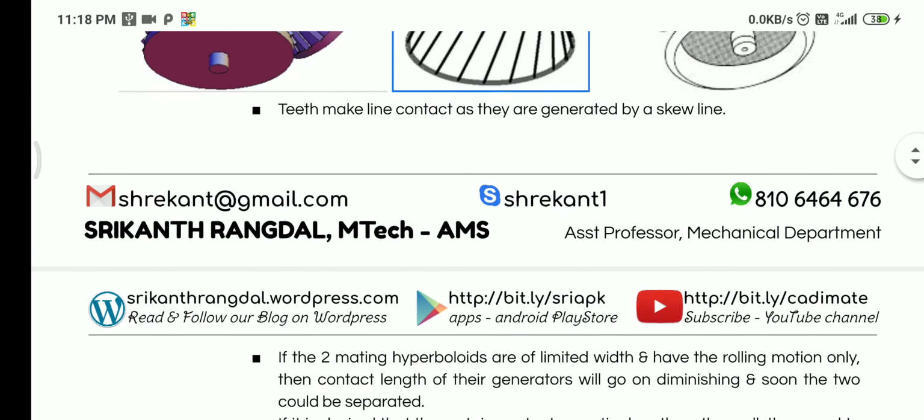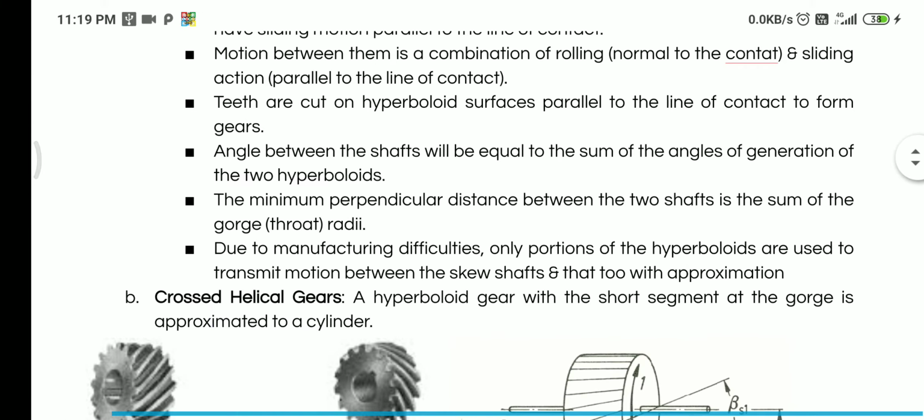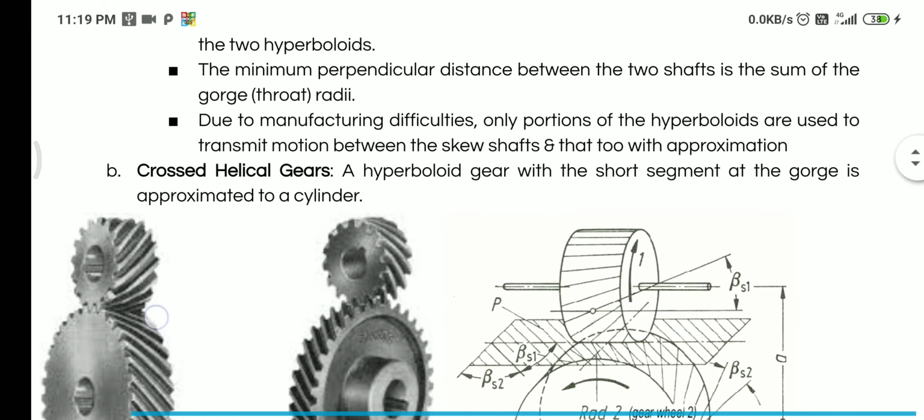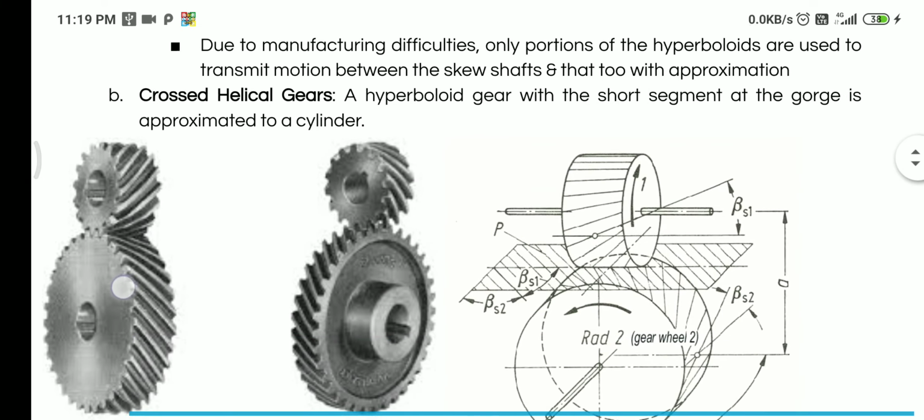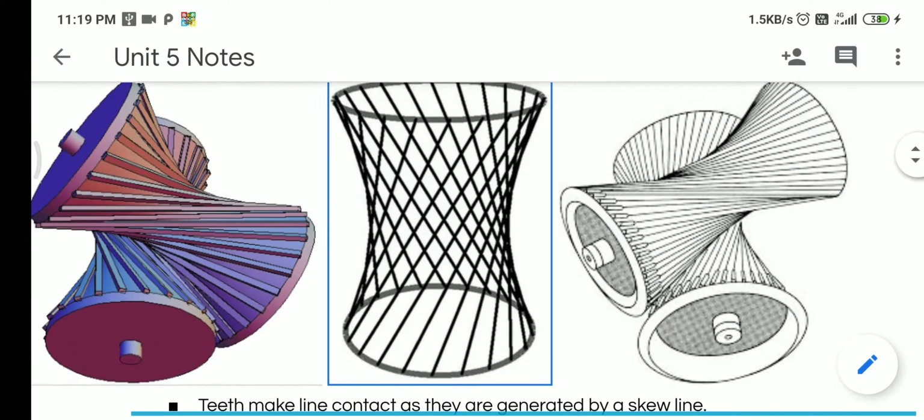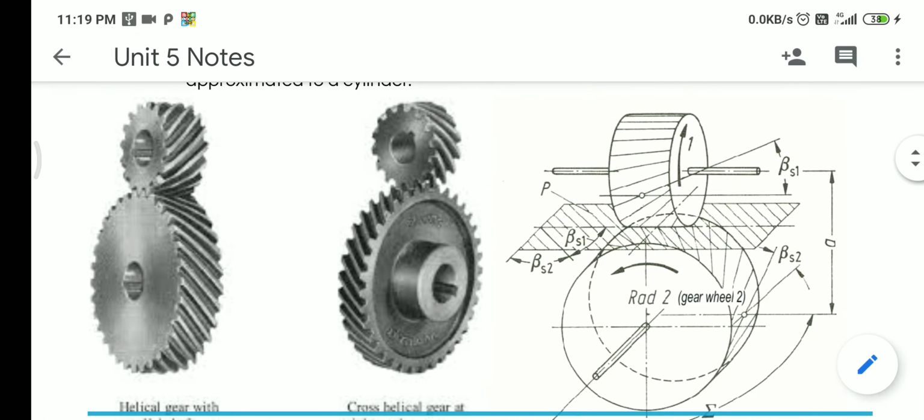After hyperboloid gears, of course, there are some points mentioned here which you have to go through. If you have any doubts, you can just raise the question in the group and I'll clarify it. Then crossed helical gears, this is another type. This is not actually another type. This is same as the helical gears that we have seen before in the parallel shafts. But in the parallel shafts, I had mentioned that the angles of the two gears need to be the same.